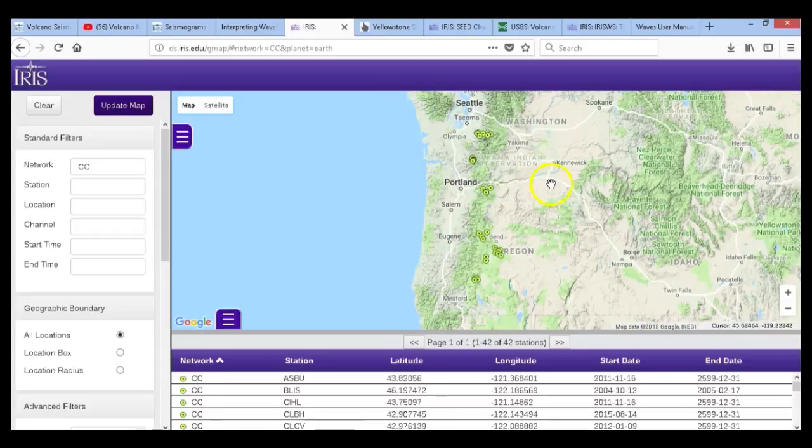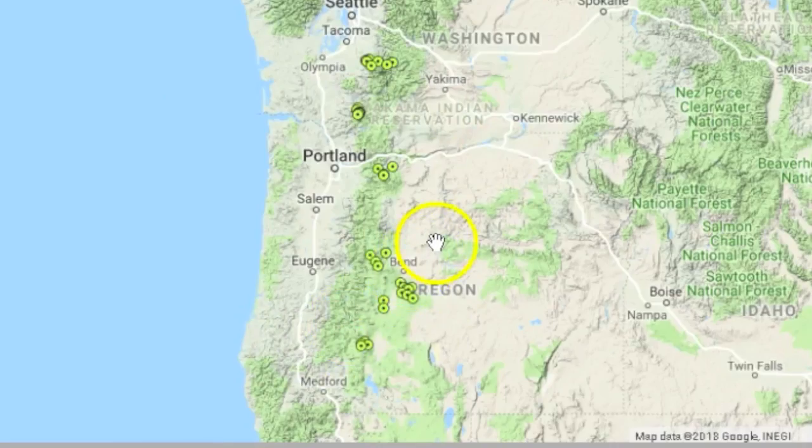Another network I use, though not as often due to the lack of short-period instruments, is CC. This network monitors some of the dangerous volcanoes in the Cascade Range, such as Mount Rainier, Mount St. Helens, Mount Hood, Newberry supervolcano.